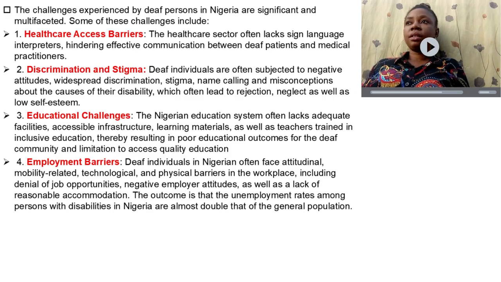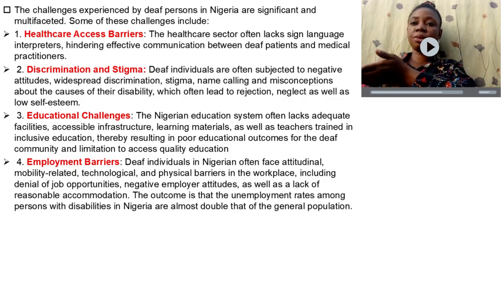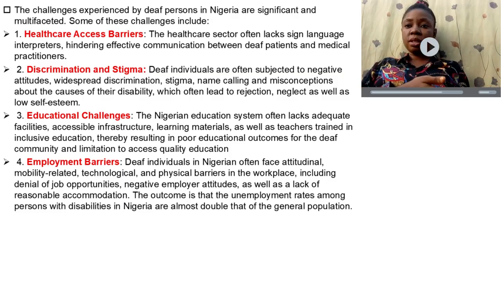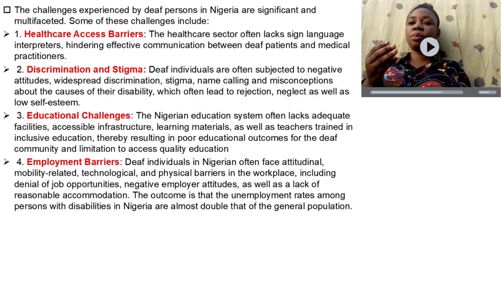If you look at the Nigerian health system, most times you won't find qualified sign language interpreters that help to pass the message from the deaf to the health professional, or from the health professional to the deaf. And this poses a lot of challenge, because when they can't express themselves, you can agree with me that they would find it difficult, discouraging, if not impossible, to visit the hospital when they should. And of course, that wouldn't end well.